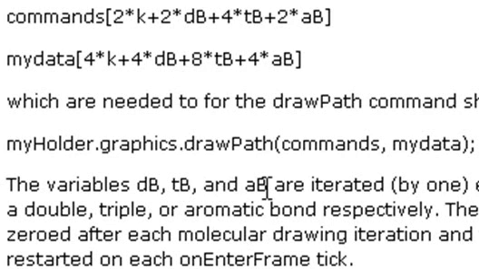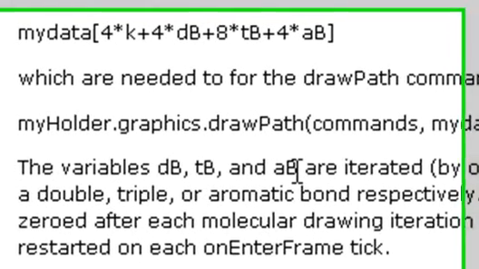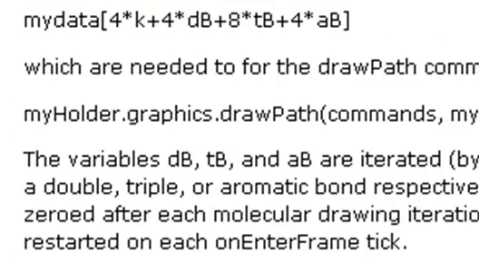And on each iteration tick, they accumulate. And then at the end of that tick, you set them again to 0. And then you redraw the molecule, and you go through the same cycle over and over again.